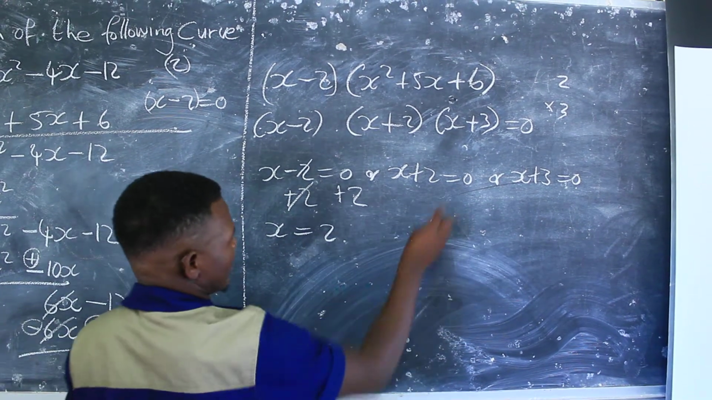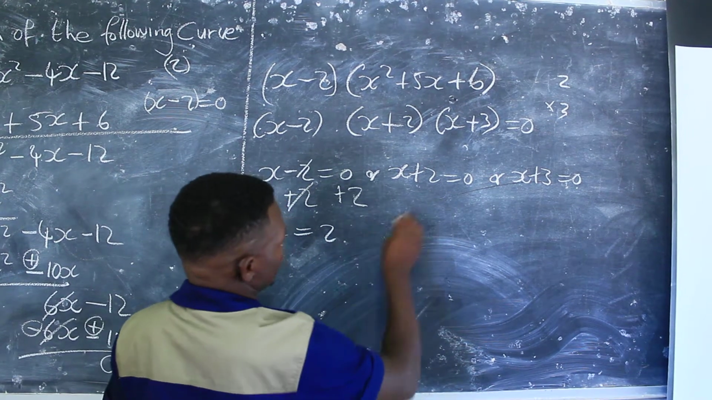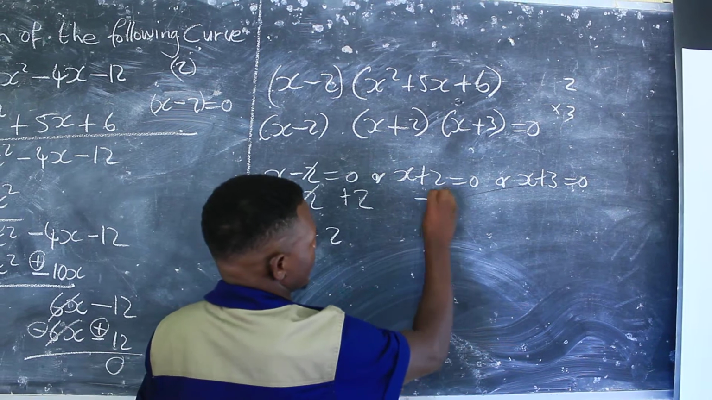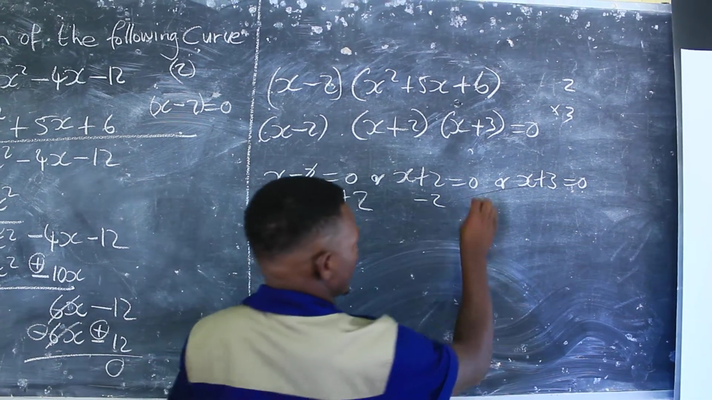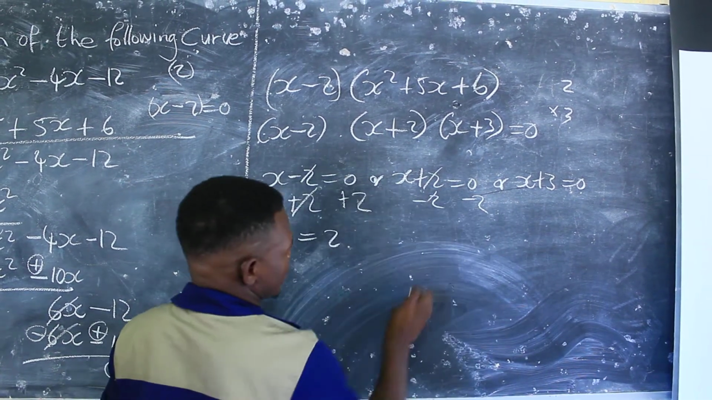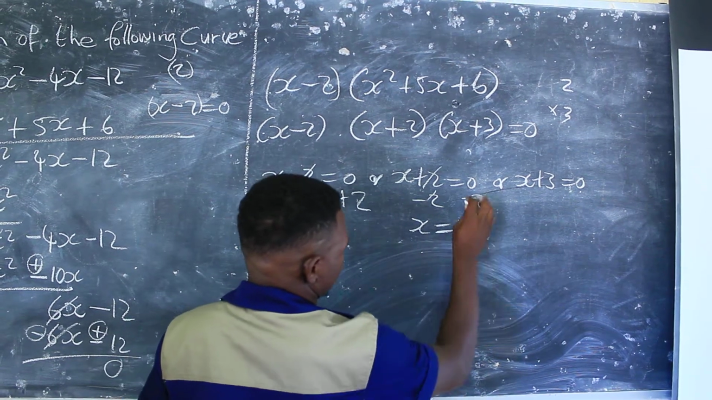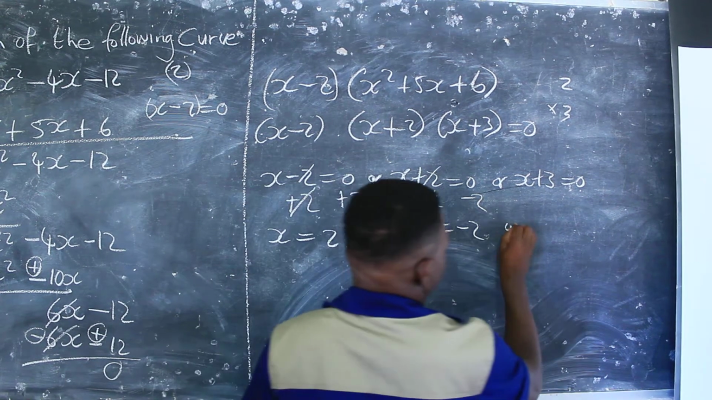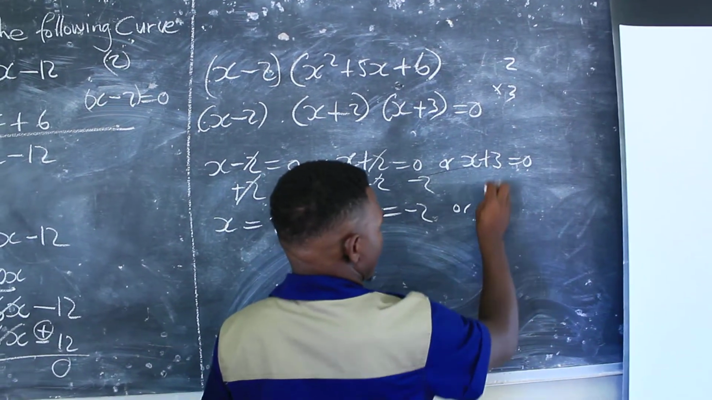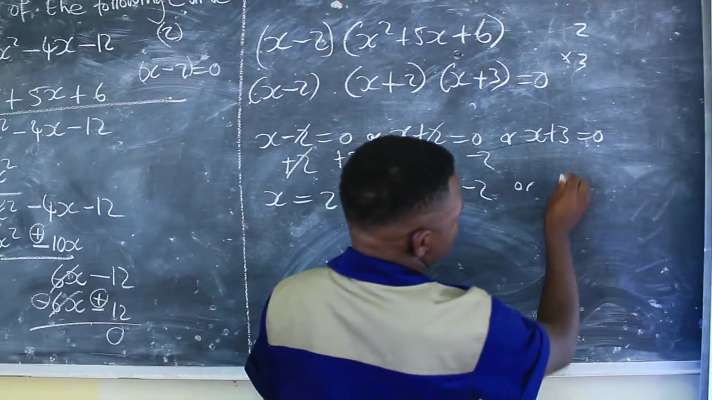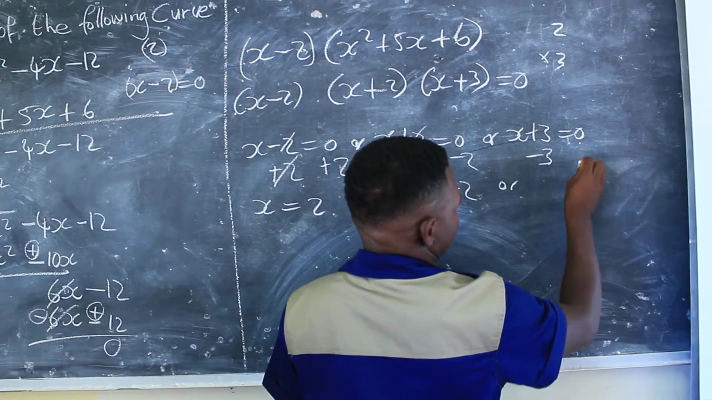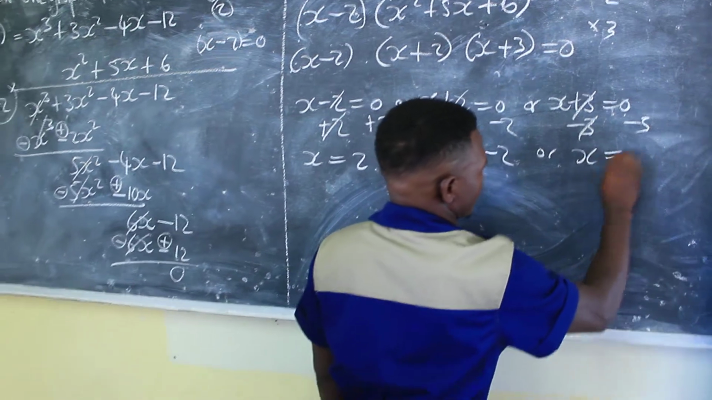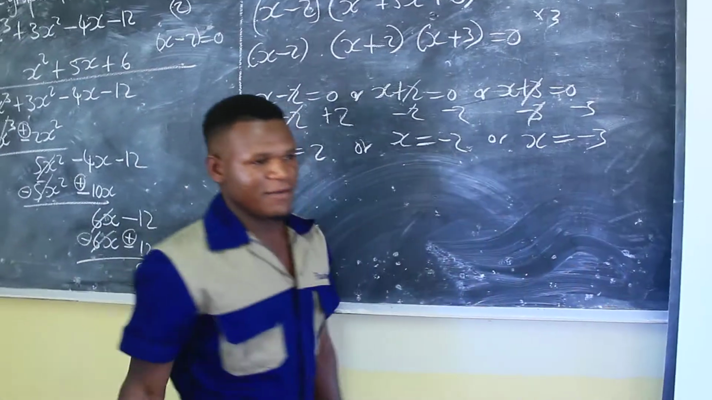The same applies there. You introduce the inverse, which, since it's positive, is going to be negative 2 on both sides. These two will cancel out. I have x equals minus 2. Same applies here. Additive inverse, it will be minus 3 on both sides. These two will cancel, x equals negative 3.